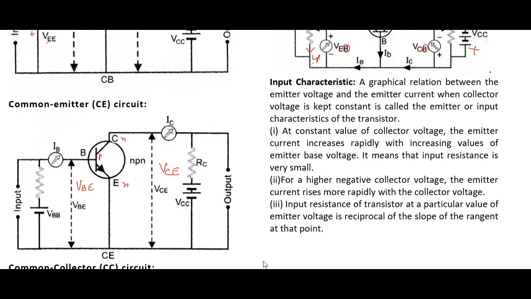And now this is the collector. And IB is the base current. Note down that the input current is very small here. Because of this formula, we know that the base current is very small in comparison to the collector and emitter current. So this current is very small, so this should be a microammeter and this will be a milliammeter. It will measure current in milliamps.